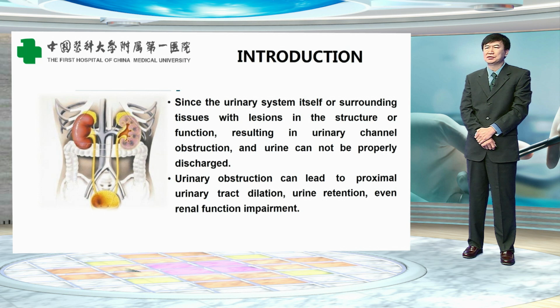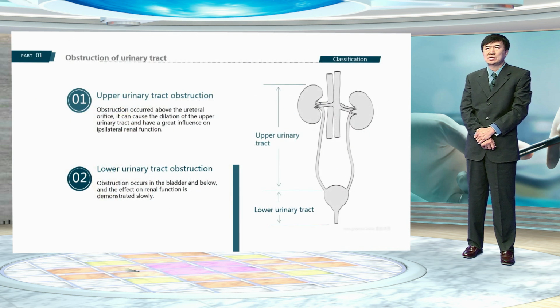When the urinary system itself or surrounding tissues have lesions in structure or function, resulting in urinary channel obstruction and the urine cannot be properly discharged, urinary obstruction can lead to proximal urinary tract dilation, urine retention, and even renal function impairment. Urinary tract obstruction can be divided into upper urinary tract obstruction and lower urinary tract obstruction.